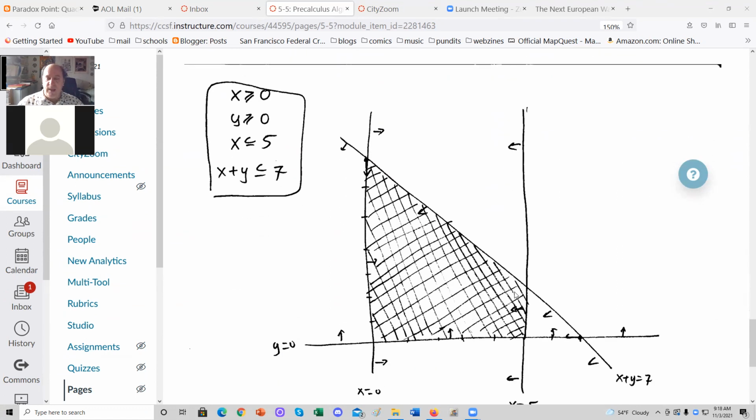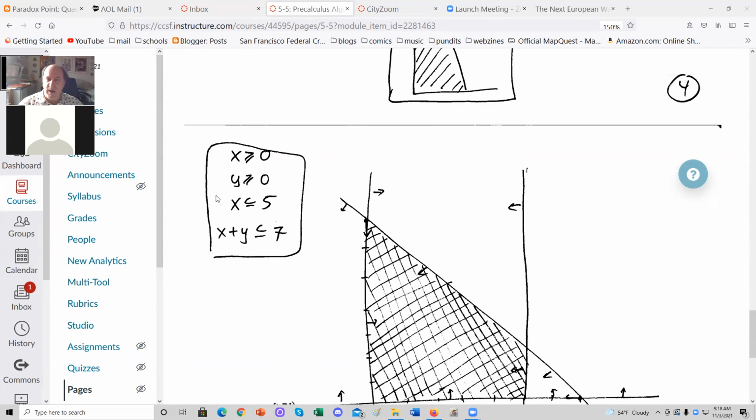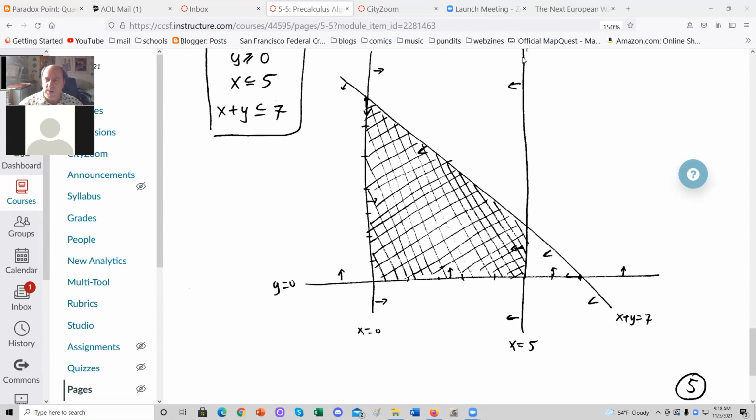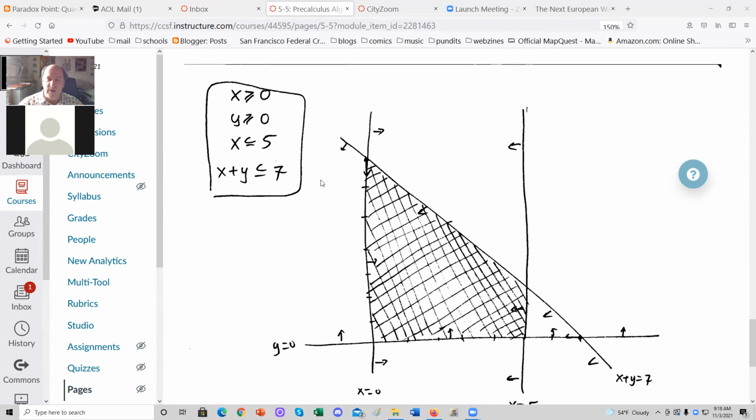Here is a linear system. X greater than or equal to 0, y greater than or equal to 0, x less than or equal to 5, and x plus y less than or equal to 7. X greater than or equal to 0, well, here's the line x equals 0, and we make some little lines pointing to the right of it. X less than or equal to 5, here's the line x equals 5, and you make some arrows pointing to the left of that. Y greater than or equal to 0, here's the line y equals 0, and point some lines pointing above that. And here's x plus y less than or equal to 7.